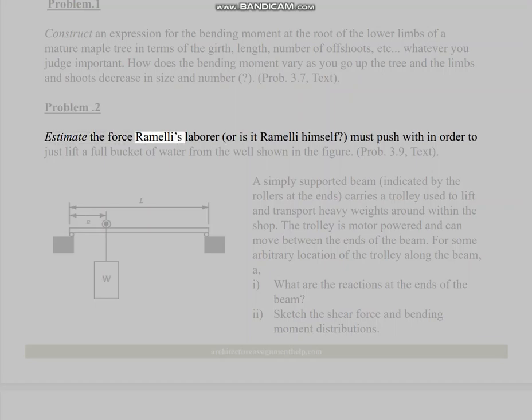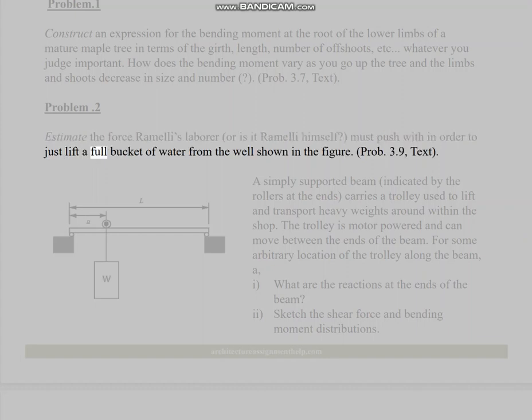Problem point 2. Estimate the force Ramelli's laborer, or is it Ramelli himself, must push with in order to just lift a full bucket of water from the well shown in the figure.